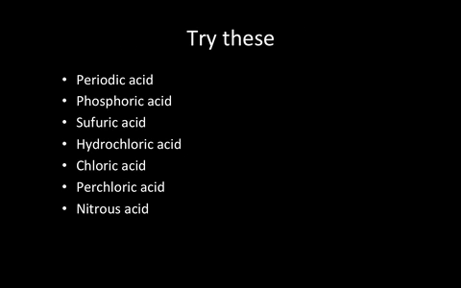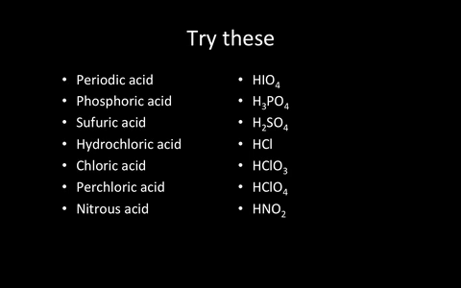So again, another practice round. Try these. Pause it now. All right, welcome back. Here are the answers. Periodic acid. Iodic, or iodate, would be IO3. So periodate is IO4. So periodic acid becomes HIO4. And periodate is a -1 charge.